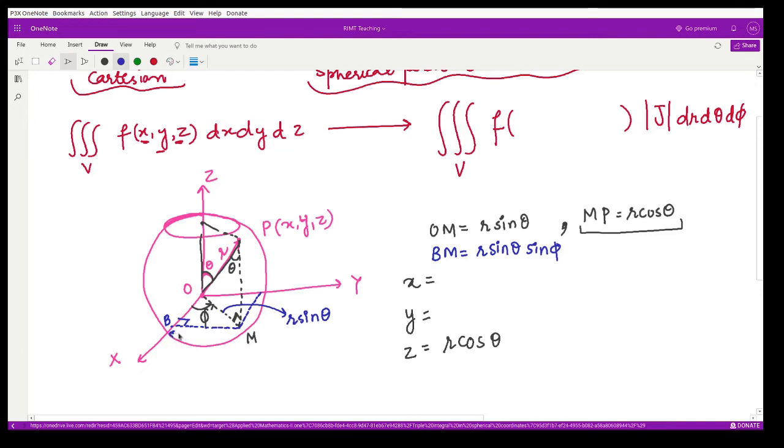And what is this distance? This distance is exactly this distance, so this is our y coordinate. So we have y coordinate as r sine theta sine phi. And now talking about x, what is the x distance? This distance is x distance. So this is equal to the base divided by hypotenuse, which is equal to cos of phi here. So accordingly, the distance OB would be r sine theta cos phi. So this OB is nothing but your x coordinate. So we have r sine theta cos phi.